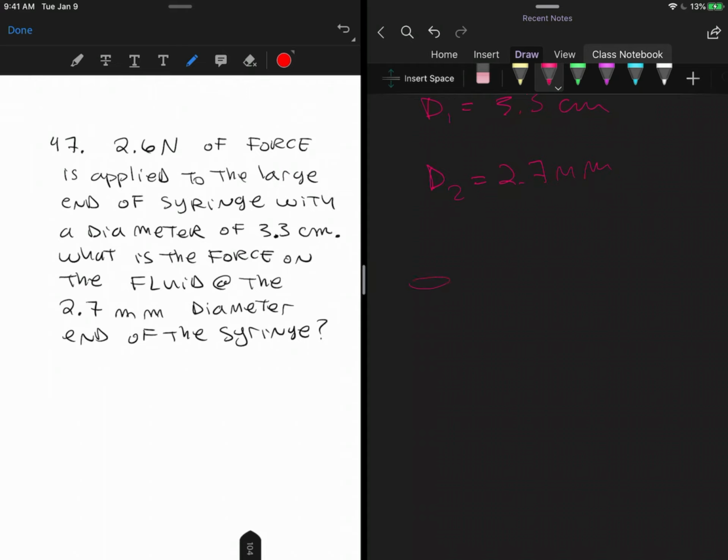So let's try to draw a picture for what's happening here. So you have kind of a tube system like this. You have a large end and a small end. Actually, let's make it more accurate. This is for a syringe, so for a syringe, it's this way. So you have a large end of the syringe, and then you have the small end of the syringe. The large end of the syringe has a diameter D1, and the force on the fluid here is F1. And then the small end of the syringe has a diameter D2, and we're trying to find the force on the small end of the syringe, F2.